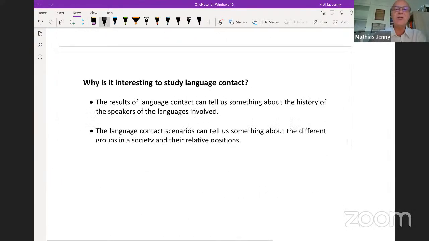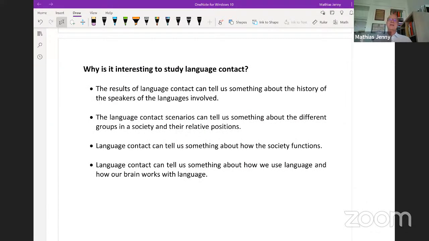Now, why is it interesting at all to study language contact and multilingualism? Why is this a topic that we want to talk about? First, when languages come in contact, they always leave traces in the other languages. So contact always leads to some way of language change, and this can tell us something about the history of the speakers of the languages. Even if there is no contact anymore at the moment, you can still see traces of older contact, that tells us something about the societies, about the speakers in these societies.